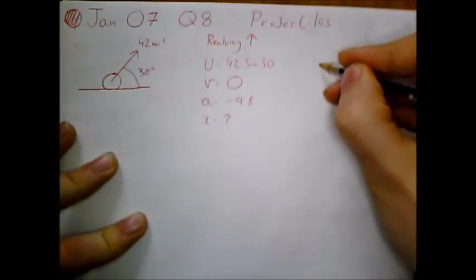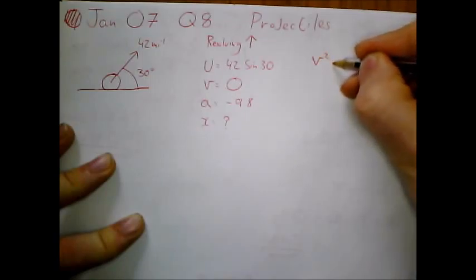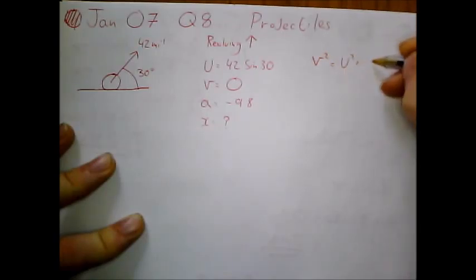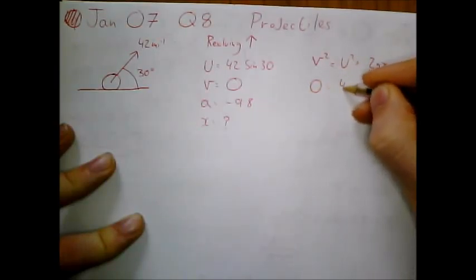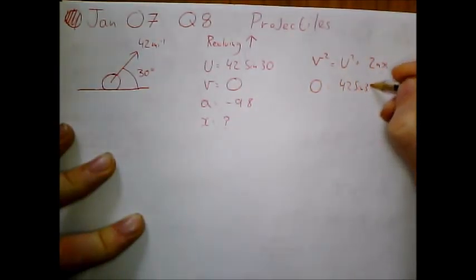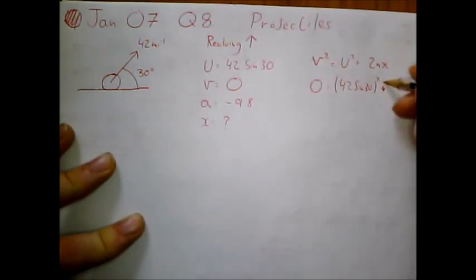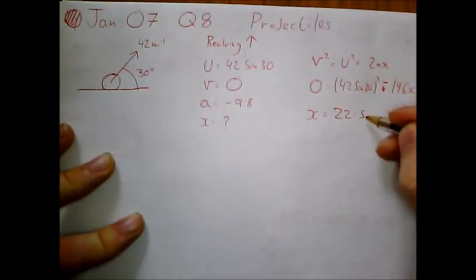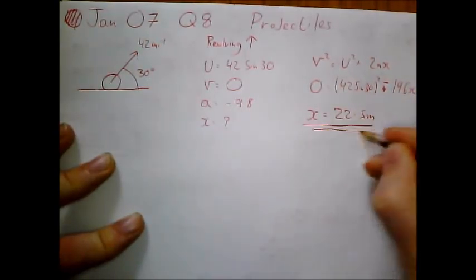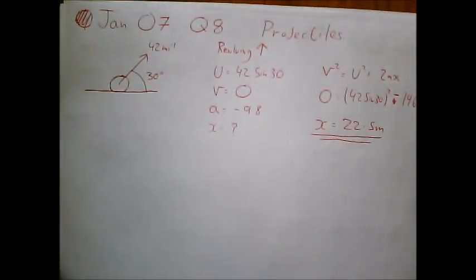So v squared equals u squared plus 2ax. 0 equals (42 sine 30) squared minus 19.6x. So working that out, you should get a value of 22.5 meters. Okay, that's part 1.